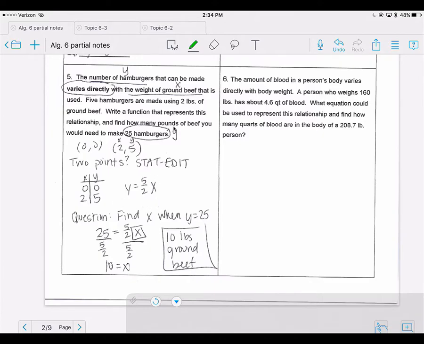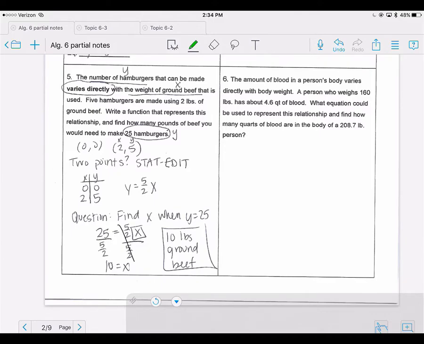The question was, find how many pounds of beef you would need for 25 hamburgers. So find x, because that would be the weight when the number of hamburgers, or y, is 25. So I plug in 25 equals 5/2 x, divide both sides by 5/2. This part cancels, and x equals 10.